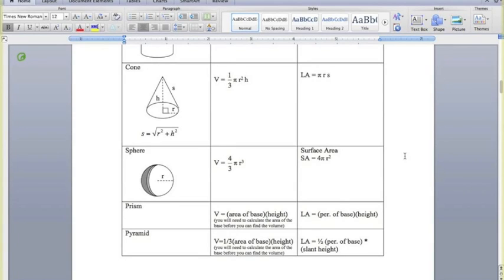For lesson 2, we only have one new formula on the sheet that we're going to be looking at today, and that's the formula for a pyramid. There's no picture because a pyramid is a general idea of a figure.